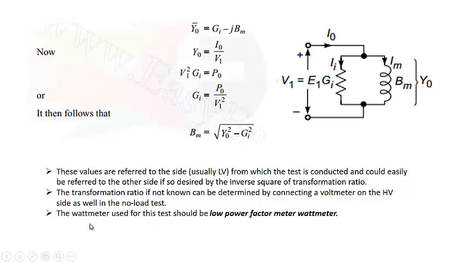One more important thing: the wattmeter used for this test should be a low power factor wattmeter, because the power factor angle between V and I0 is very small. To have a proper wattmeter reading, a low power factor wattmeter is needed, as this circuit has a low power factor.